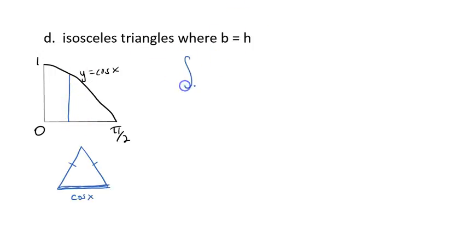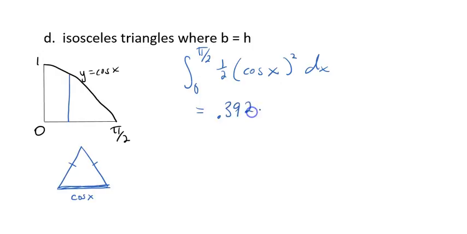So I'm going to do the integral from 0 to pi over 2, and I'm going to use the area formula that we discussed for the isosceles triangle where base and height are equal, which would be 1/2 base squared. And since our base is cosine x, we just plug that in, and I'm going to stick that into my calculator and get 0.392 units cubed.